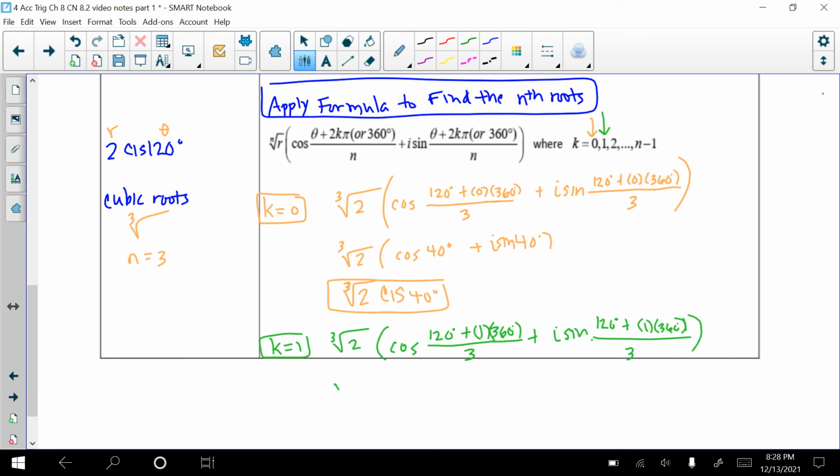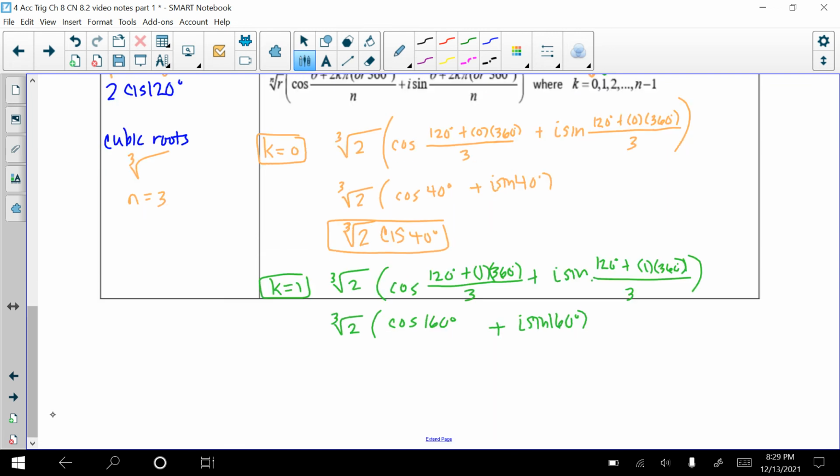And then you just work on simplifying. So 120 plus 1 times 360 gives you 480. You need to divide that by 3, and that results in 160 degrees. Since that's the exact same expression, i sine is of 160 degrees as well. So you're going to shrink that back into your cis notation. Cube root of 2, cis 160 degrees. I'm going to box it because that's the final answer.